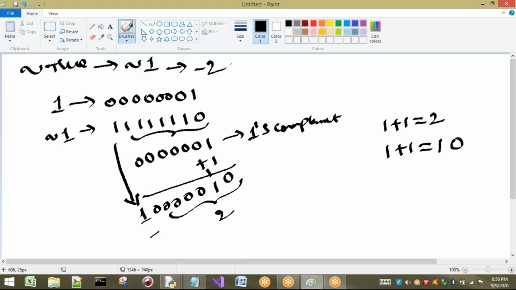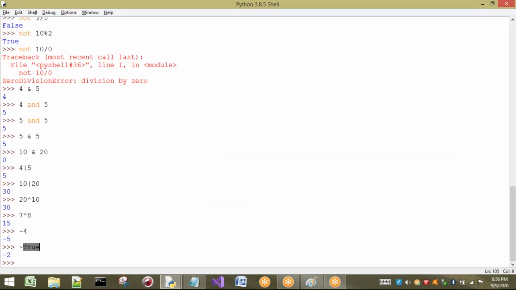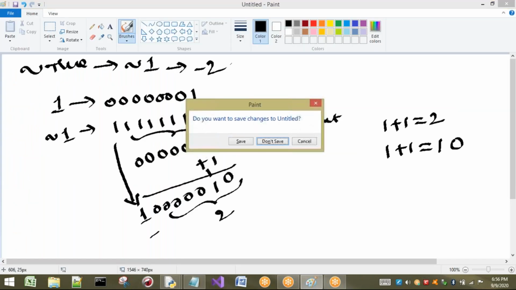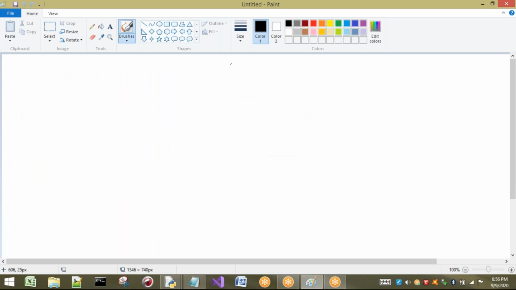Okay, if you know the concept of DLD or digital electronics, these are very easy. Now the remaining two operators are there. Those are nothing but the shift left operator and the shift right operator. These are very easy concepts. Okay, I will just take the examples.